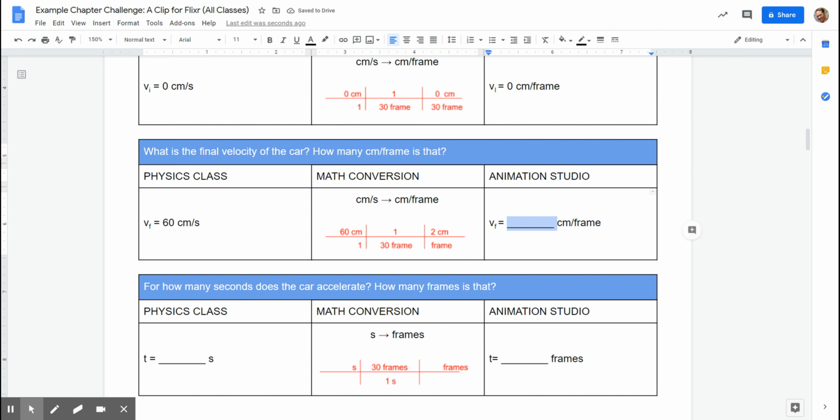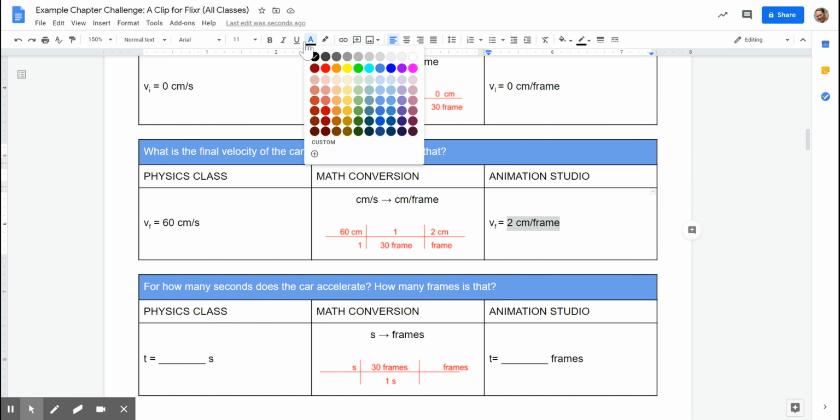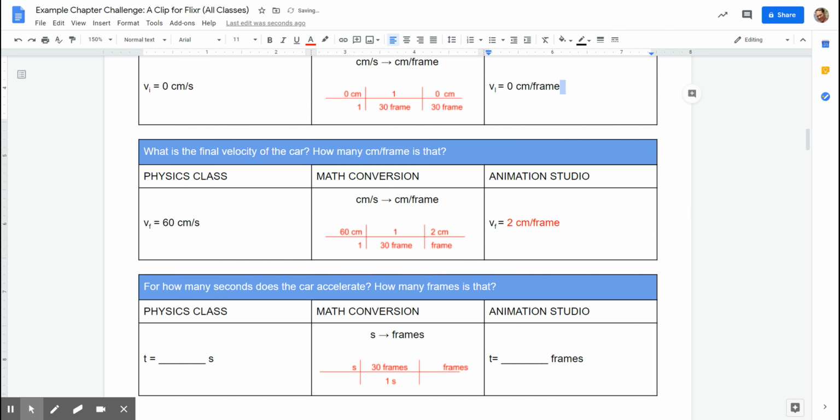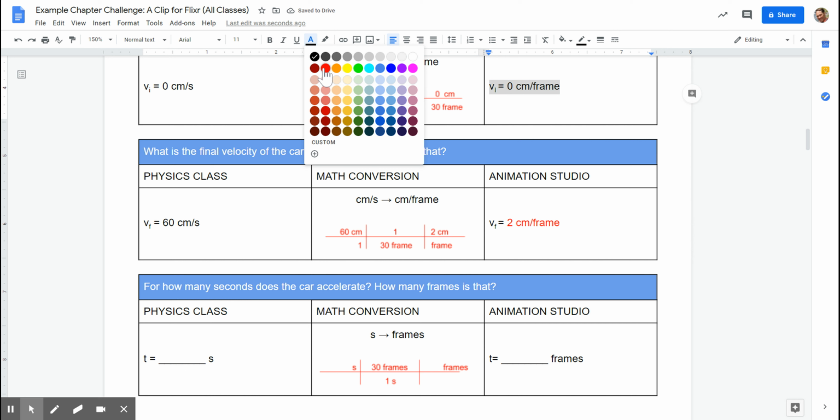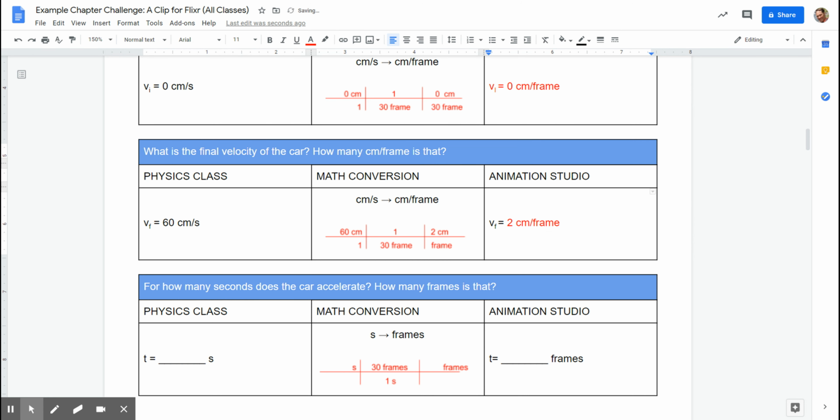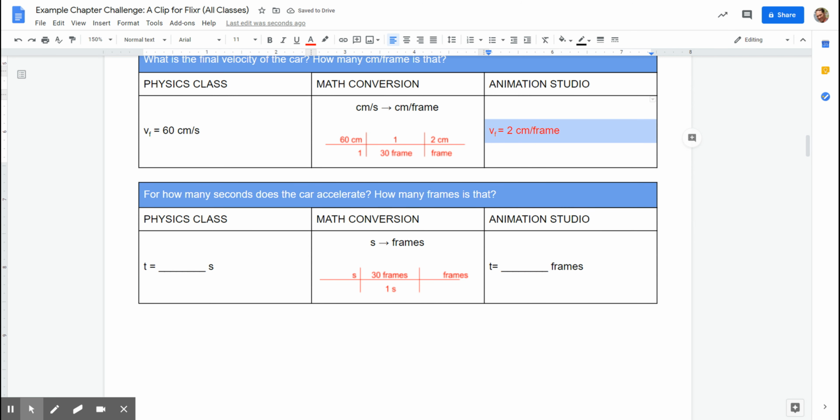And I'm going to come in here and type in 2 centimeters per frame. So this is my final velocity. My starting velocity is here at 0, right? And my final velocity after the acceleration, maybe I should put that all in red, is equal to 2. Well, down here, we get into, how many frames did it take for that to happen? It said up at the top that it takes 1/3 of a second for that to happen.